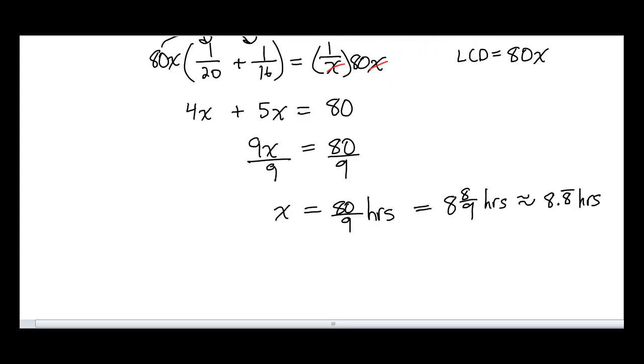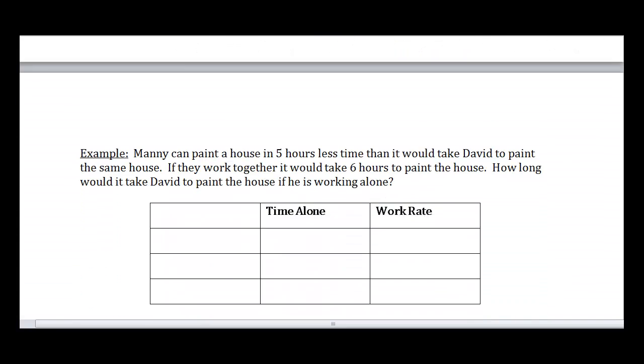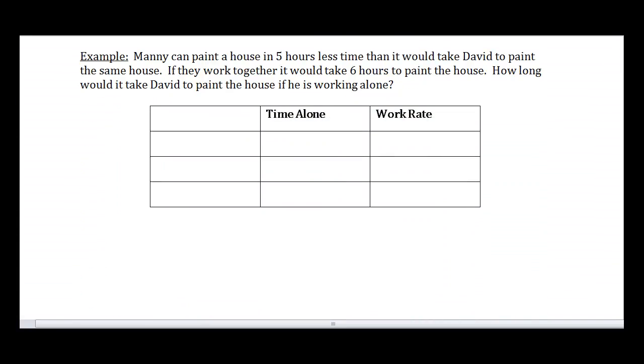Let's look at another example. In this example, it says that Manny can paint a house in 5 hours less time than it would take David to paint the same house. If they work together, it would take 6 hours to paint the house. How long will it take David to paint the house if he is working alone? Okay, so we got two people here. We have Manny, we have David. And of course, we're given some information for when they're working together.